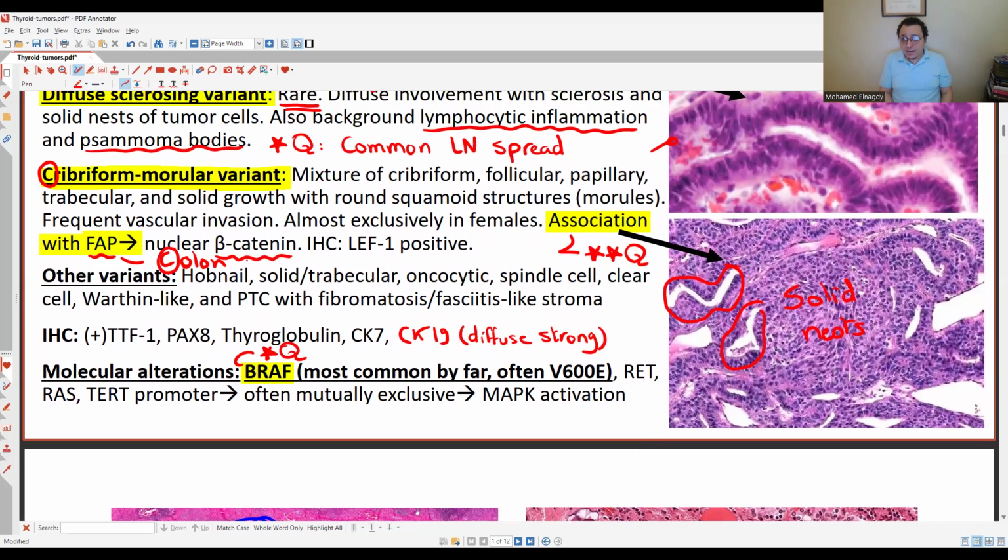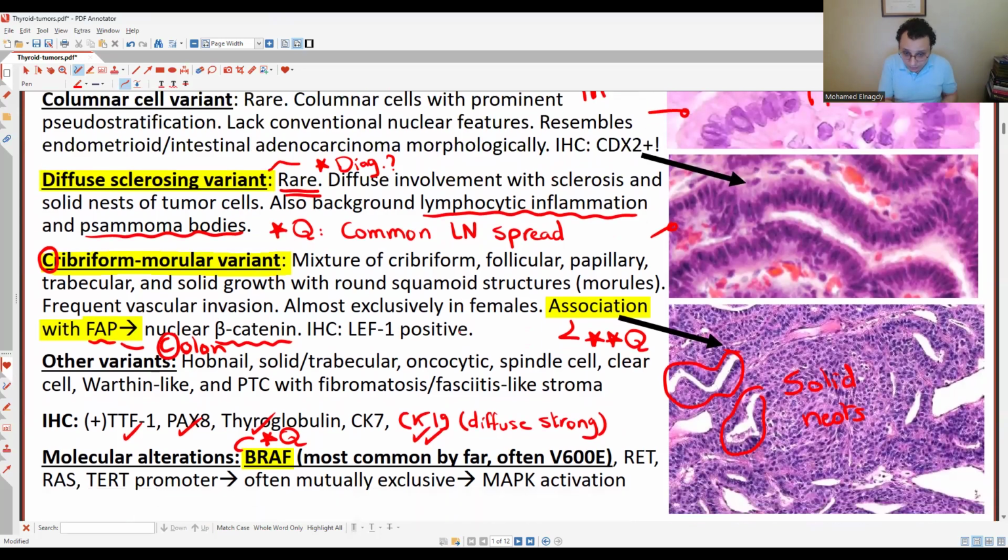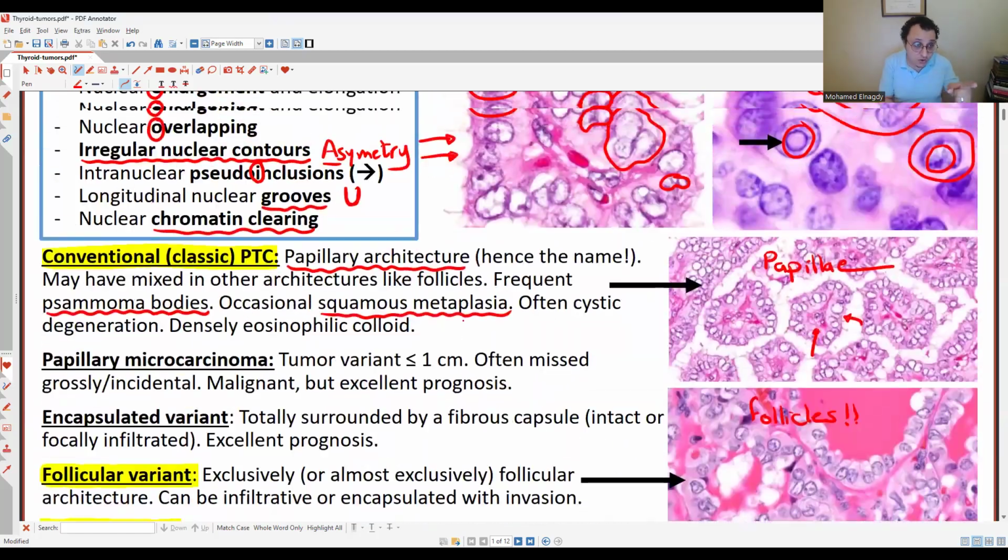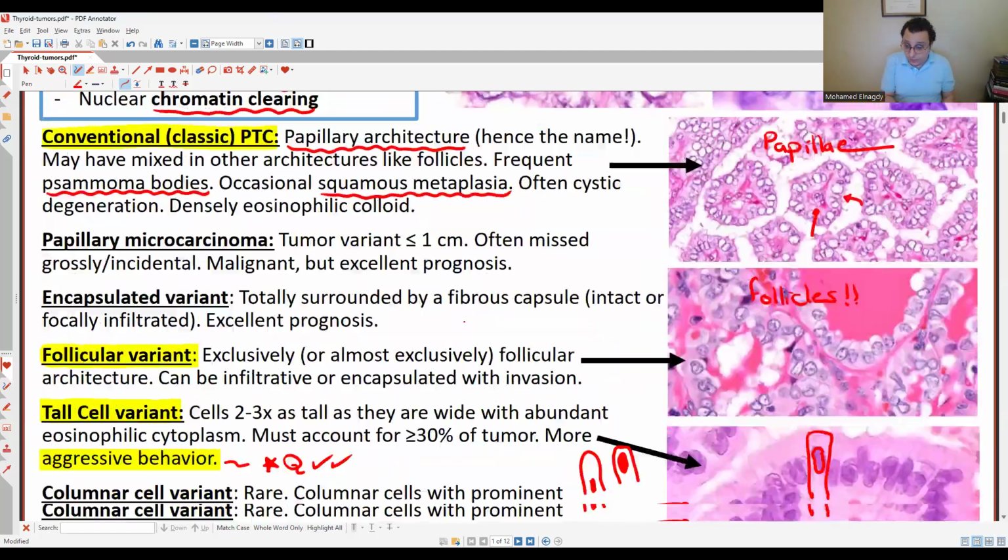Well, IHC wise, all the thyroid lesions are TTF1 positive, PAX8 positive, thyroglobulin positive. Even the normal thyroid tissue, I believe. And that's why histology and H&E is still key in diagnosing thyroid tumors. However, it was highlighted in one of the Q banks, that's why I added this information. CK19 is diffuse and strongly positive in papillary thyroid cancer.